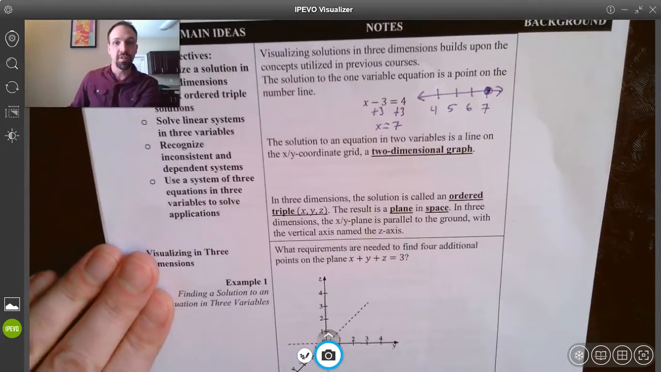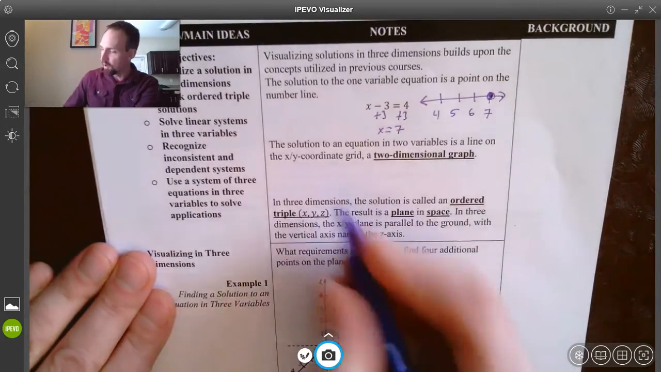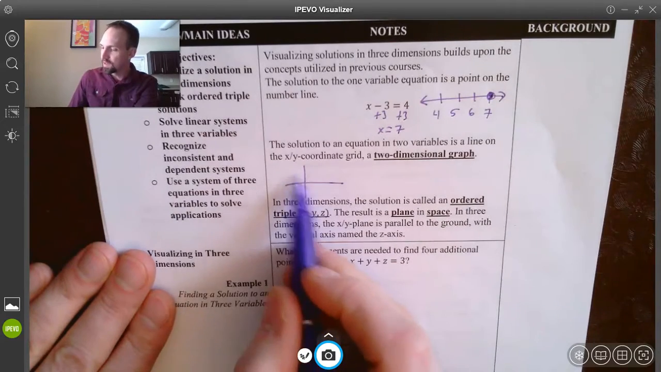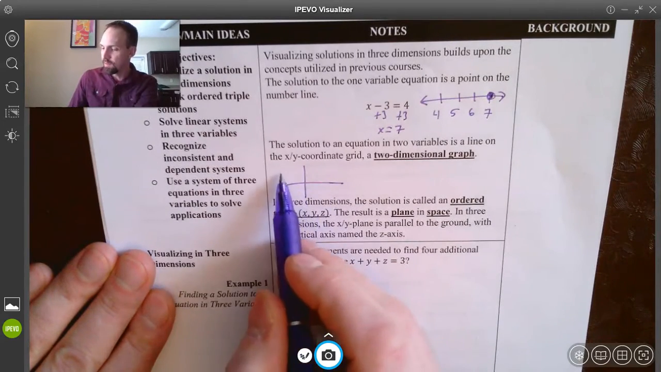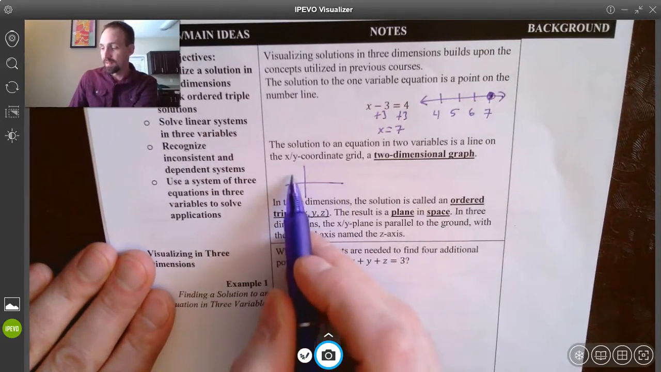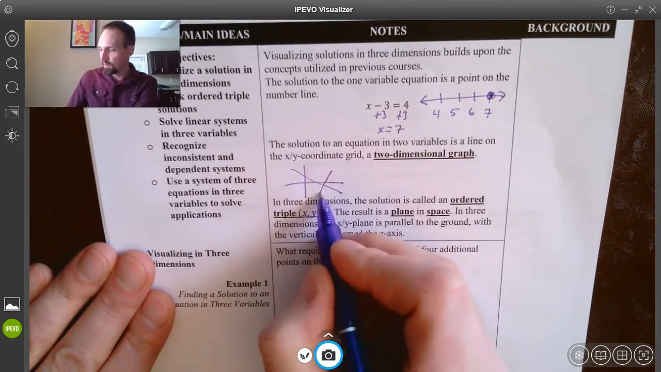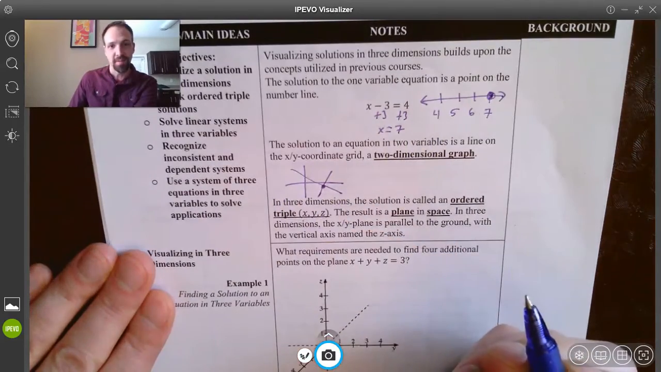So when we find a solution to two variables on the XY grid, we call that a 2-dimensional graph. That's what we did in the last section in Unit 5 Day 1, where we were finding where 2 lines intersected. So we used this 2-dimensional space, with lines, to find out where things intersected. So there's an example of that.